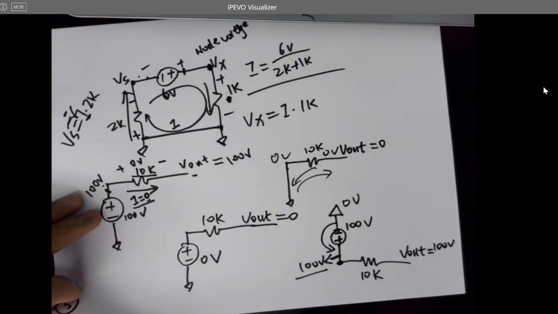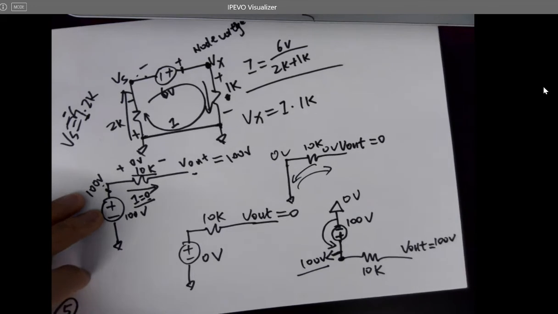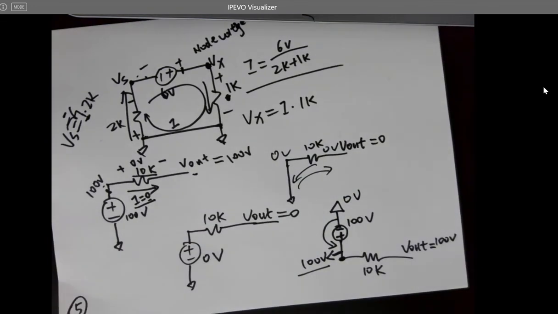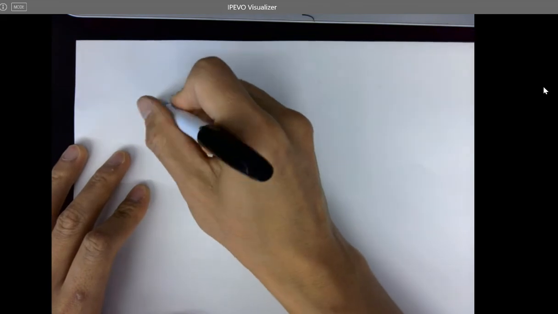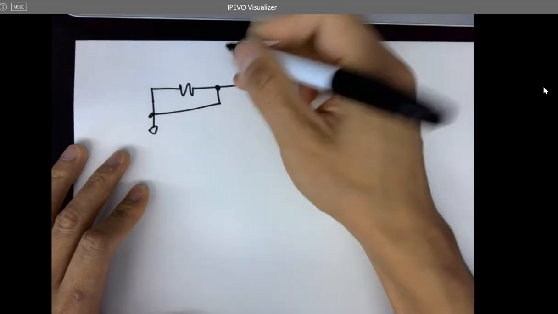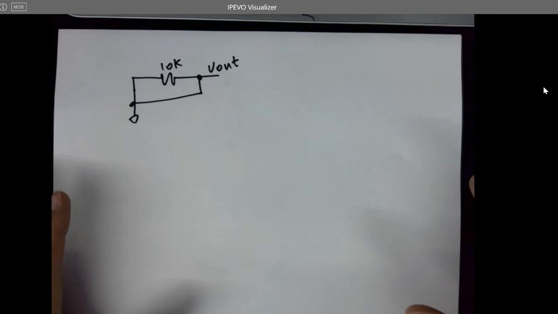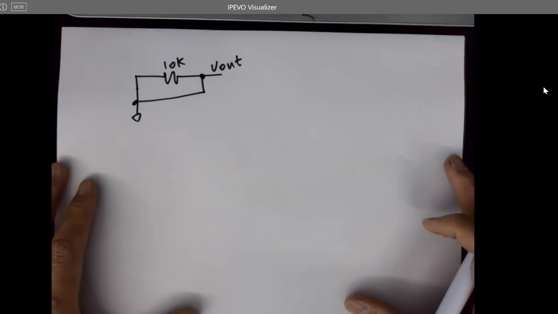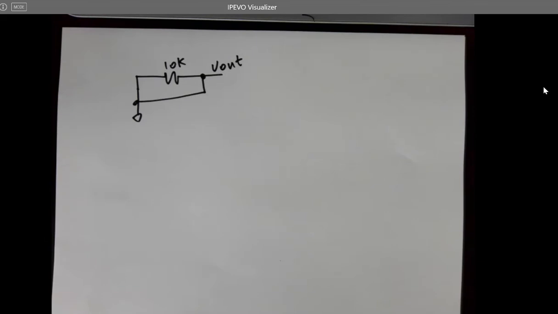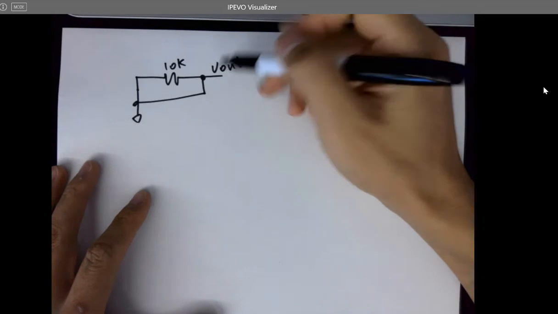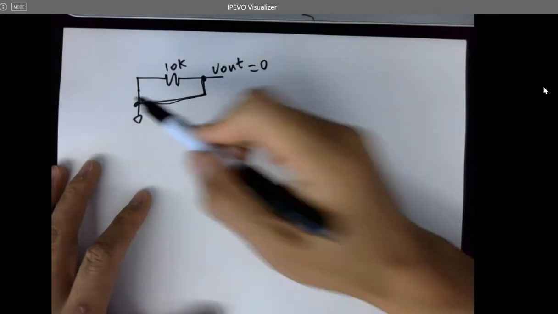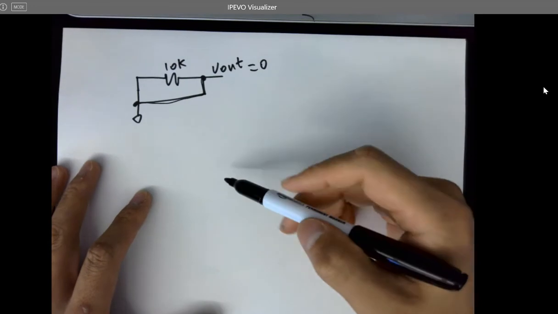Any questions so far? Always think about the current and voltage drop. That's a trick. Look at these homemade examples. I just want to make them as strange as possible to confuse you guys. What's VL? Why? It's being shorted to the ground. It's being shorted to the ground. So it's ground.